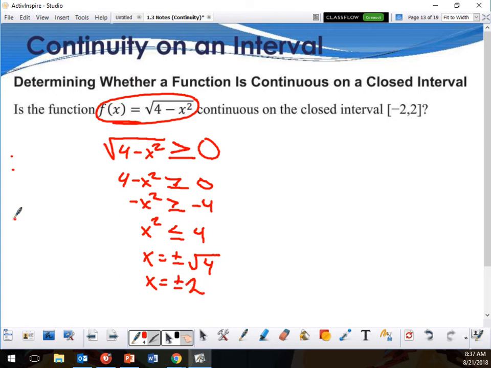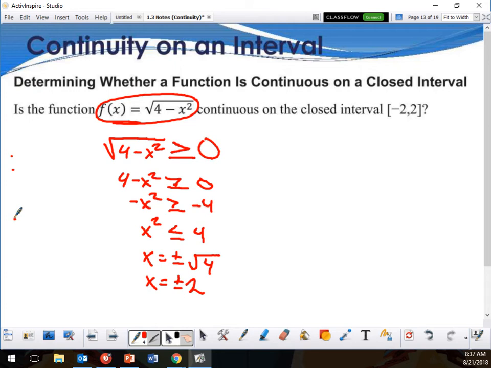That just so happened to be my endpoints here anyway. So I look to see if there's anything inside there that would give me problems: any holes, any place that I cannot have. I cannot have i's, can't have divide by zeros, can't have any of those. Okay, I'm all right on that interval. Now I have to check my endpoints. Let's plug it in and see what we get. For it to be continuous on that, it has to work for both of those.